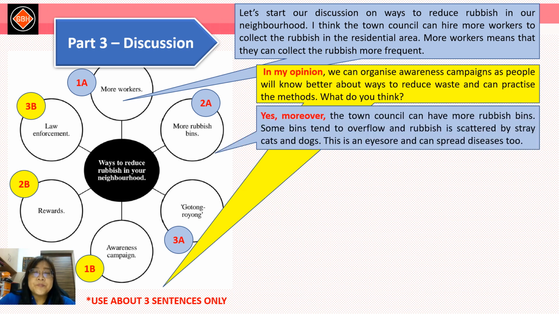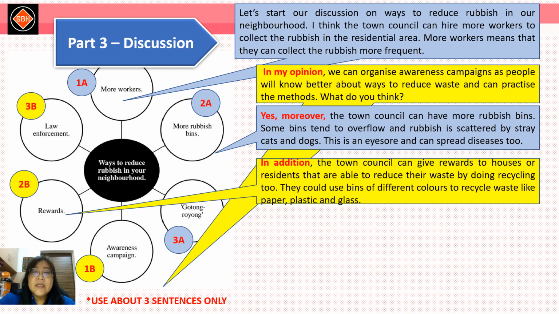What do you think? Candidate A will answer, yes. Moreover, the town council can have more rubbish bins. Some bins tend to overflow and rubbish is scattered by stray cats and dogs. This is an eyesore and can spread diseases too.